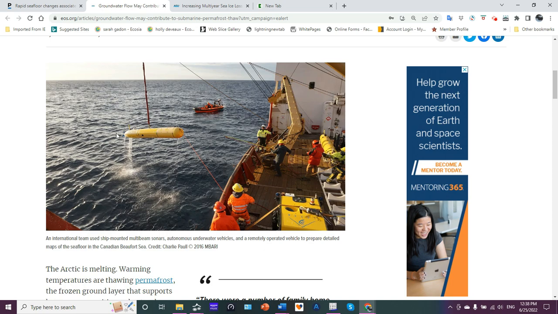so what we see here is a ship-mounted multi-beam sensor. They also use autonomous underwater vehicles, sometimes ROVs, remotely operated vehicles, and a remotely operated vehicle to prepare detailed maps of the seafloor in the Canadian Beaufort Sea. So this is oceanography being done here, folks.